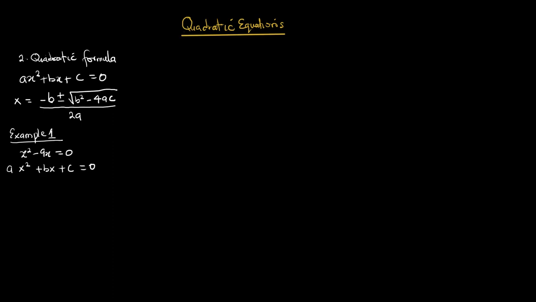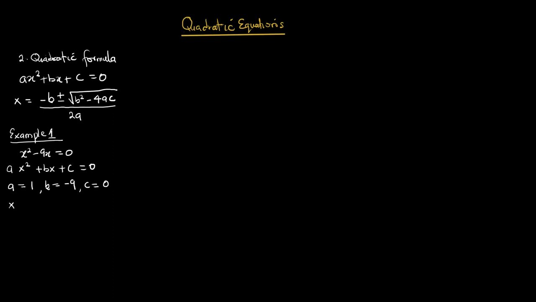Just by comparing these two equations, a in this case is going to be 1 because there's nothing in front of the x squared. My b is going to be minus 9. And of course, my c is going to be 0, because there's no constant term in that equation. If we know this now, let's see if we can solve this using the quadratic formula.